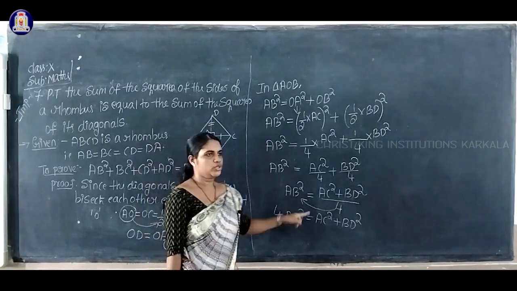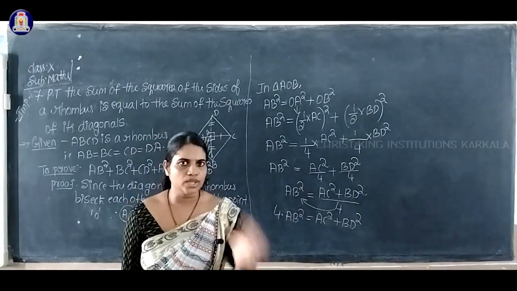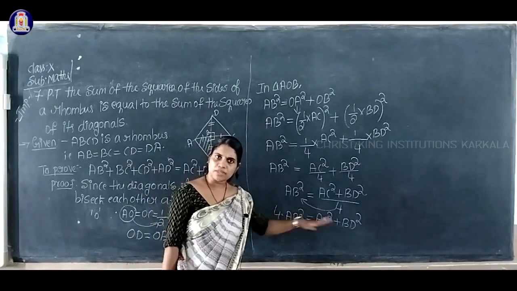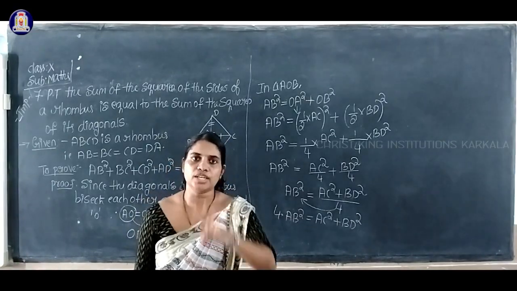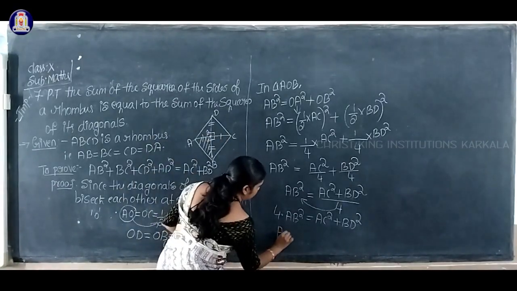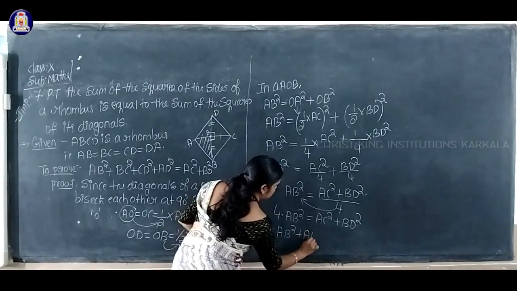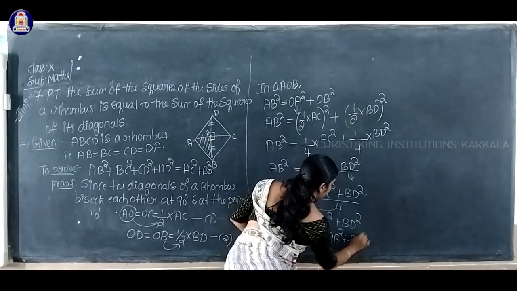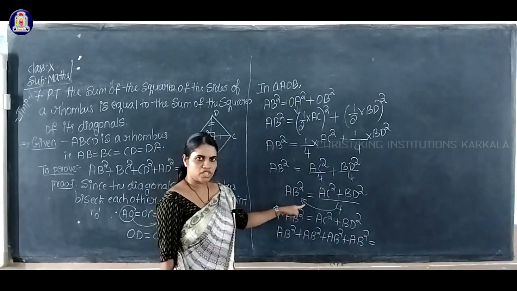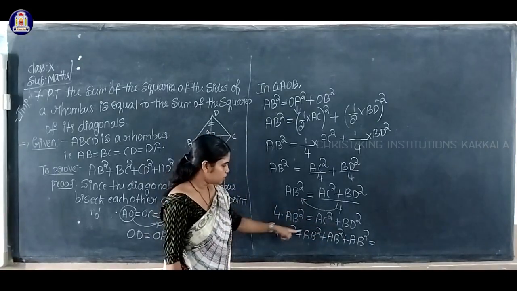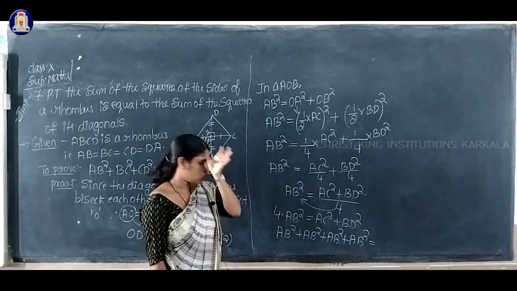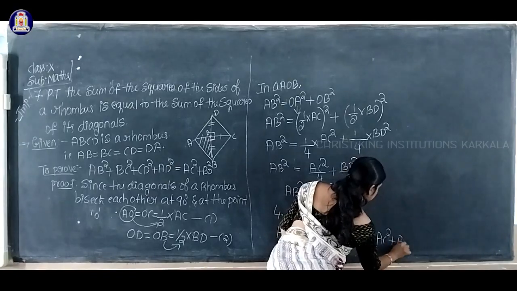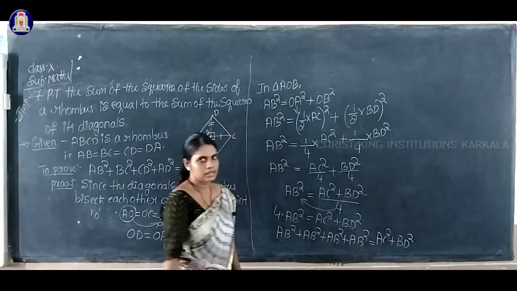Now 4 into AB square, what is the meaning of this? 4 into AB square means we split AB square 4 times. So what will it become? AB square plus AB square plus AB square plus AB square, equal to, here AB square I split 4 times, 1, 2, 3, 4 times. Right hand side, what is there? AC square plus BD square.